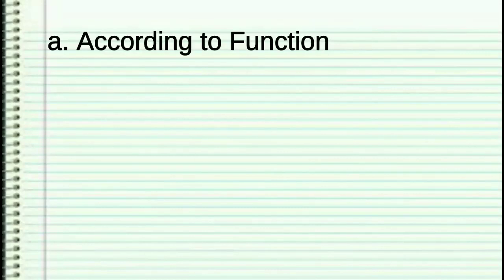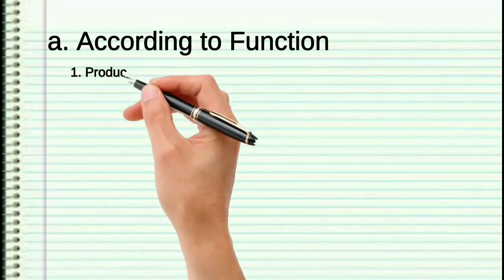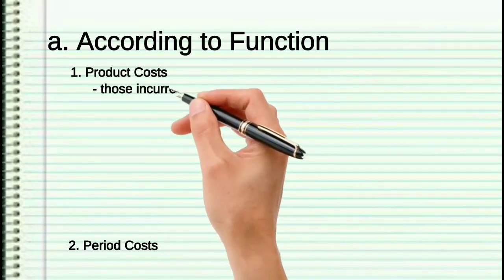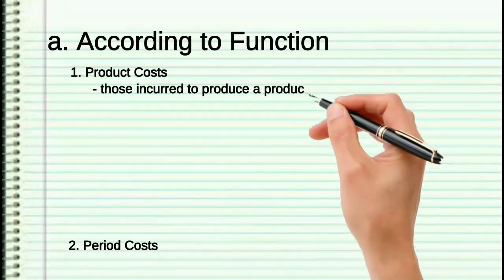The first classification of cost is the classification of cost according to function. Under this, we have two. The first one is called product cost, and the second one is called period cost. Let's differentiate product cost from period cost. Unahin nating i-explain yung product cost. The product costs are those incurred to produce a product.